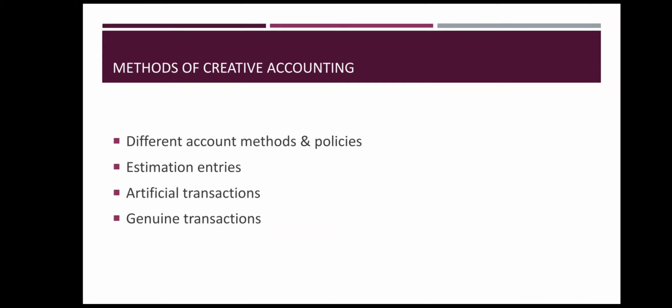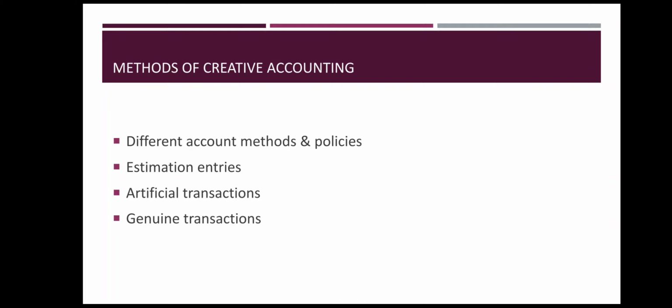So using these estimation entries, you can either show the value of asset at a higher price or at a lower price. Lower price means depreciation, higher price means you can show appreciation in the value of assets. Now this depends upon the situation in that particular year, how the market is for a particular asset. All those things have to be taken into account, and accordingly the entries need to be passed.